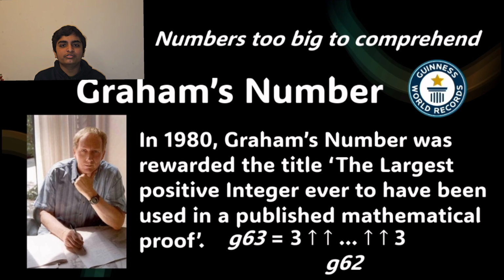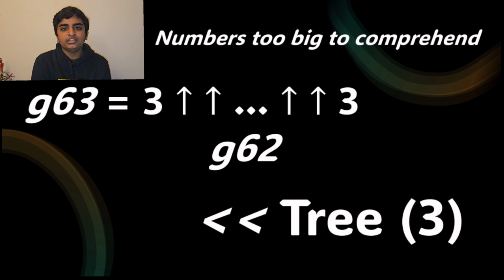Graham's number was first used by Ronald Graham in 1980 and was also awarded the title of being the largest positive integer to ever have been used in a published mathematical proof, and also earned the Guinness World Record for it. But we have come a long way from 1982 and Graham's number, and the new way to get to the largest integer is the tree of 3.